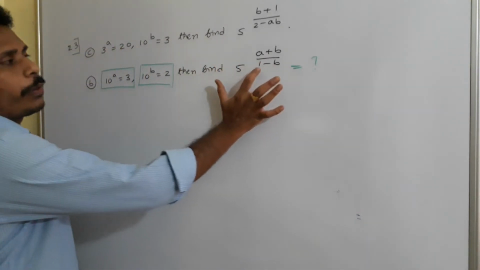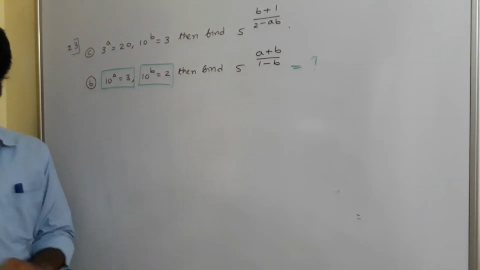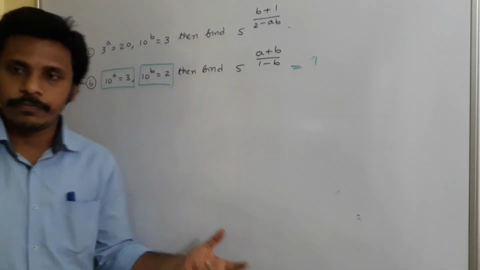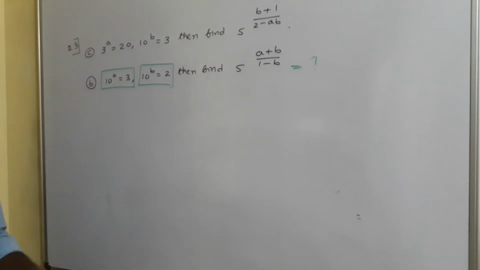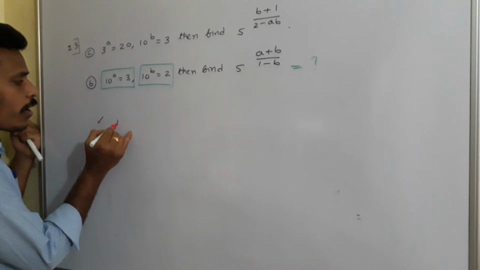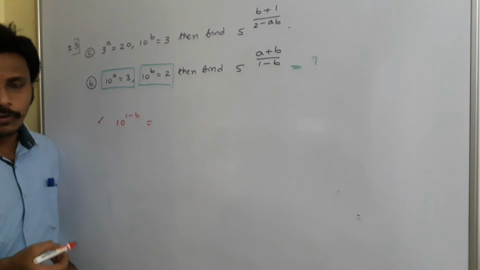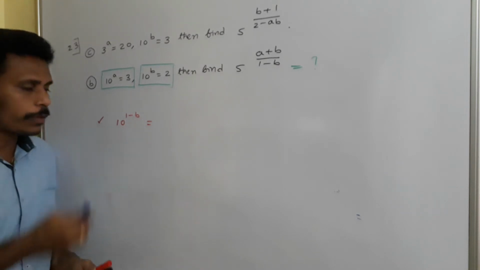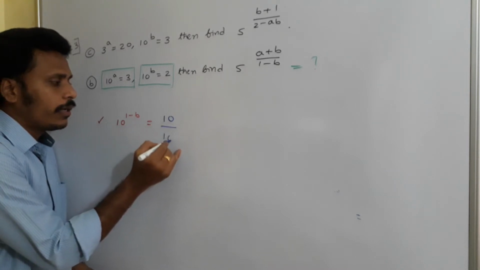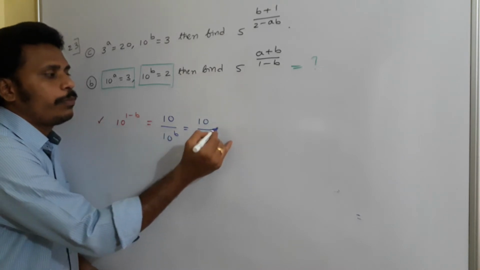First of all, we need to prepare this 1 minus b. Okay, I have 10 power b as 2, I need 1 minus b. How to get that 1 minus b? Since here I have 10 power b, I need 1 minus b, so we need to do like this. You have to start with 10 power 1 minus b. For sure you will get a value for 10 power 1 minus b, and we are searching for that particular value. 10 power 1 minus b can be written as 10 power 1 by 10 power b, and that is equal to 10 power 1 is 10, 10 power b is 2.